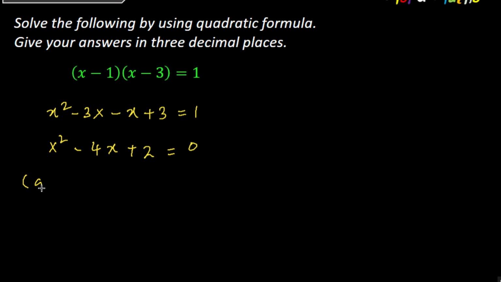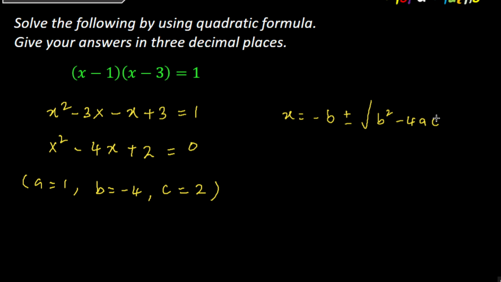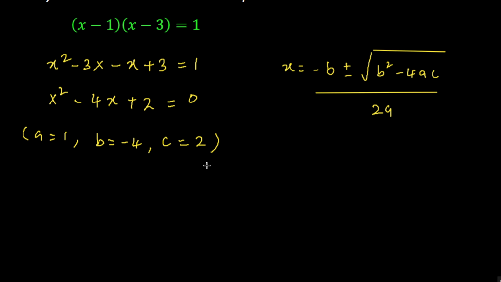So from here, your a is 1. This is negative 4, your b. So b is negative 4. And our c is the constant here, c equals to 2. Then we substitute to the formula. Again, I will write here x equals negative b plus minus square root of b squared minus 4ac, over 2a. Substitute accordingly.